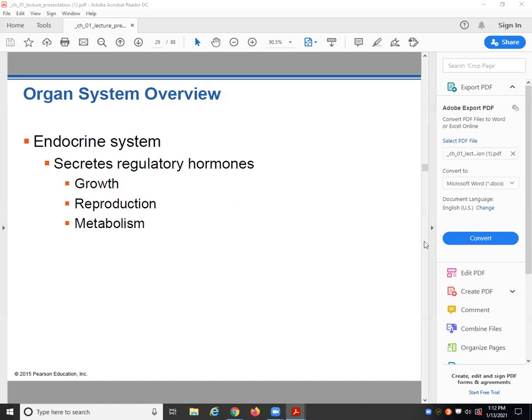All right, so the endocrine system also secretes hormones that are involved in regulation. It regulates processes like metabolism, reproduction, and growth. Metabolism just deals with chemical reactions that happen in your body.